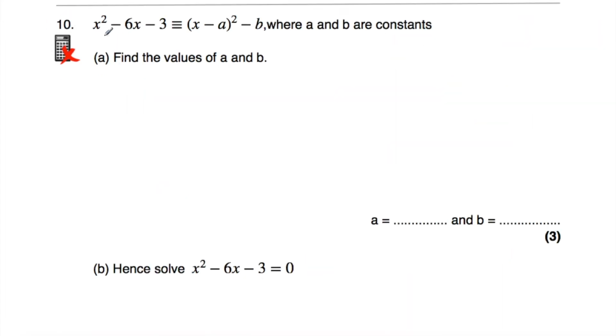So question number 10 says that x squared minus 6x minus 3 is equivalent to (x minus a) squared minus b, where a and b are constants. And we've been asked to find the values of a and b. In other words, we need to do completing the square to this quadratic on the left hand side.